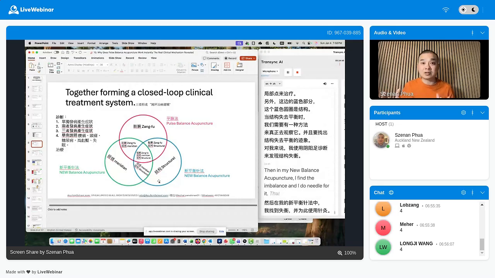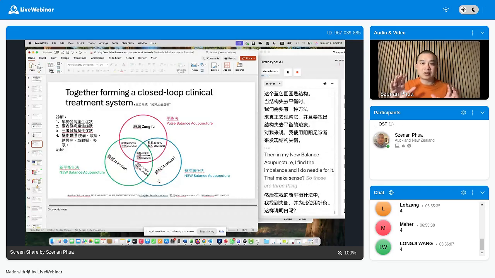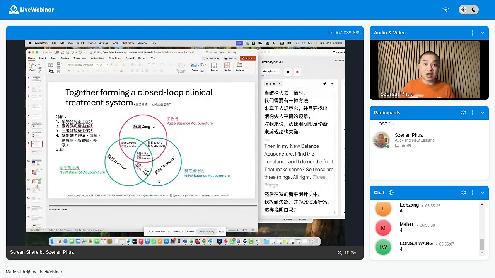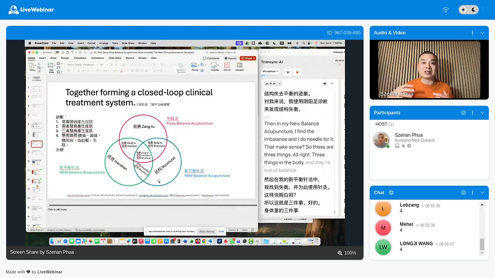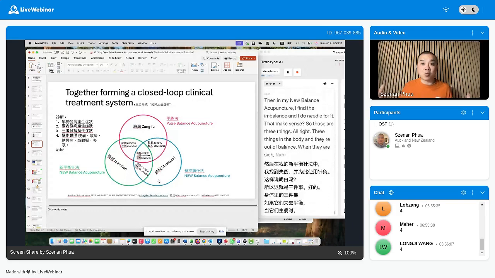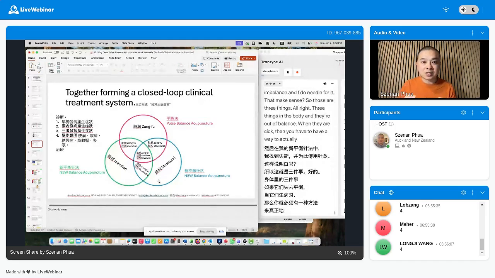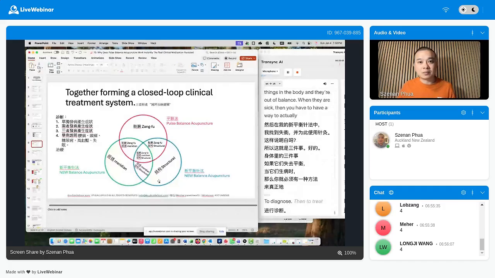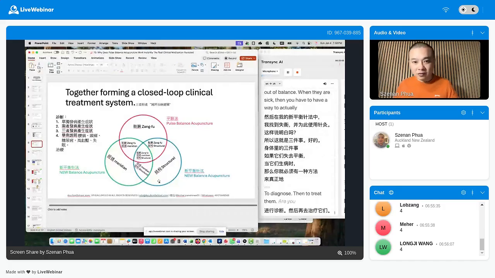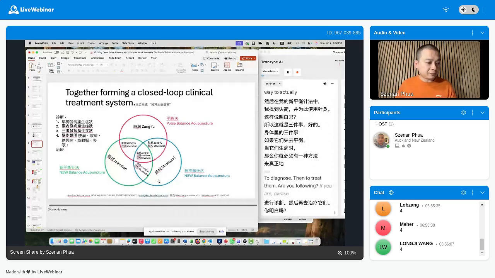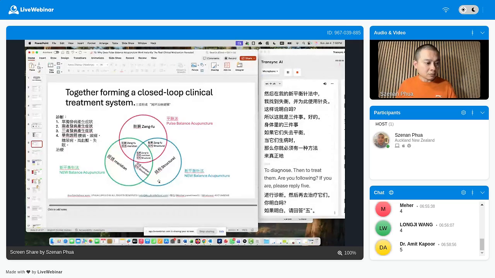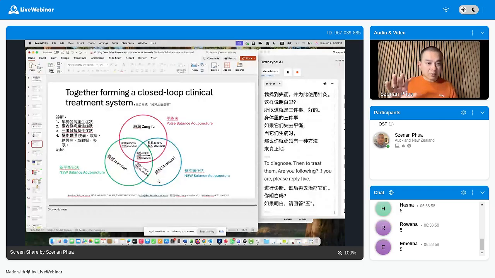That makes sense? So those are three things, right? Three things in the body. If they're out of balance, when they are sick, then you have to have a way to actually diagnose, then to treat them. Now, are you following? If you are, please reply 5. So we're going to go step by step, okay?